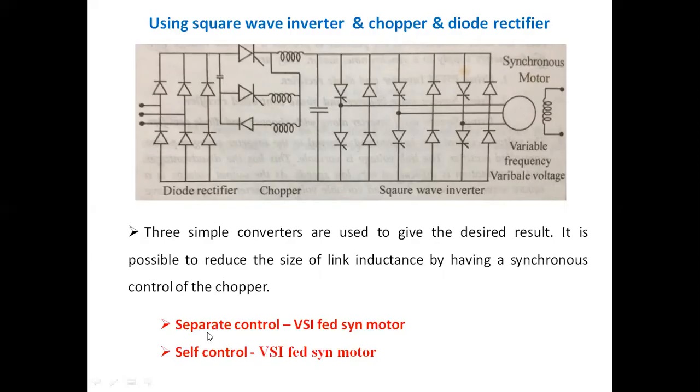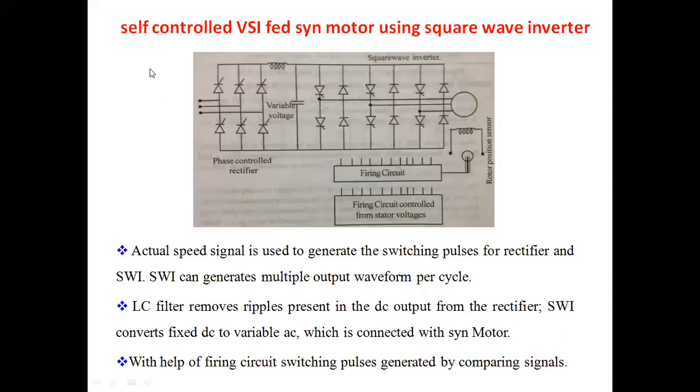So here under separate control and self control itself, we are having VSI fed synchronous motor drive and CSI fed synchronous motor drive. So we'll discuss one by one. First, self-controlled VSI fed synchronous motor drive using square wave inverter. The title itself gives the clear meaning. Self-controlled means we're going to measure the various parameters like speed and frequency from the motor itself.